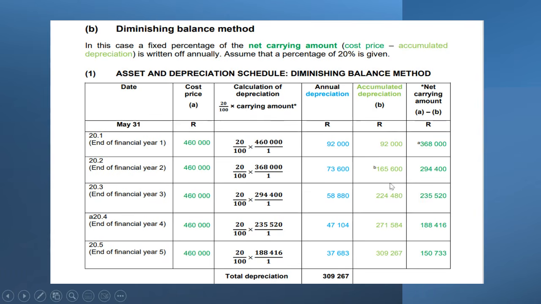Then what will be our accumulated depreciation? You will add 92,000 for last year plus the depreciation for the current year of 73,600, you get 165,600. Then how are you going to calculate your net carrying amount at the end of year 2? You will say cost price less the accumulated depreciation of 165,600, then you get 294,400.